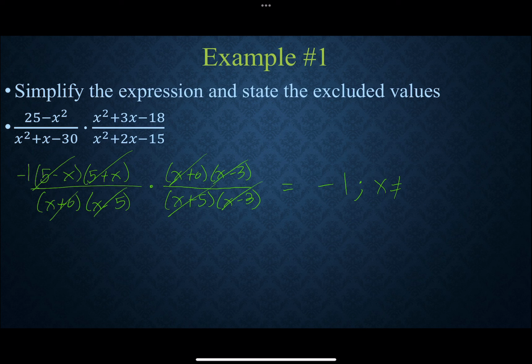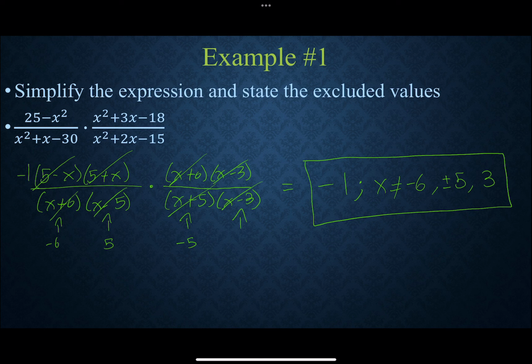From the x plus 6, we couldn't get a negative 6. From the x minus 5, we can't get a positive 5. The x plus 5 gives us a negative 5. And then a 3 from the x minus 3 expression. So while there is no more algebraic expression there, no more real rational function, we still need to talk about our excluded values, which are still all the solutions of each of the denominators. Again, x plus 6 giving us the negative 6, x minus 5 giving us the 5, x plus 5 the negative 5, and then x minus 3 the positive 3.